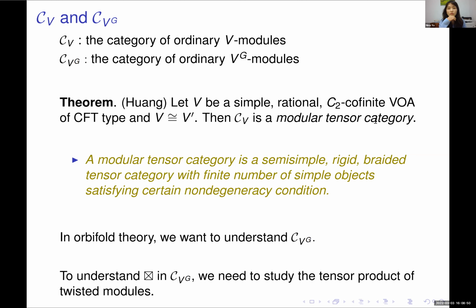So we mentioned that in orbifold theory, we want to understand the module category for the orbifold. And as we mentioned, when this VG is rational, every module for this orbifold occurs in a certain twisted module. So to understand the fusion products for the orbifold BOA, we need to understand the tensor products for the twisted modules. So this is the motivation of studying twisted fusion, tensor products of twisted modules in orbifold.